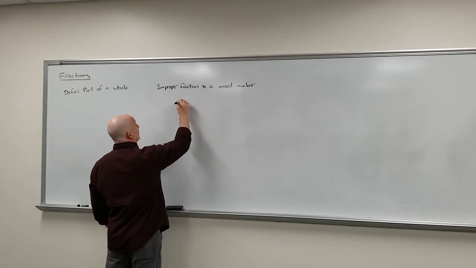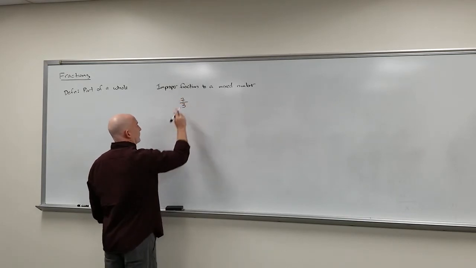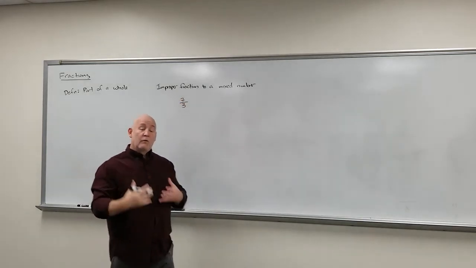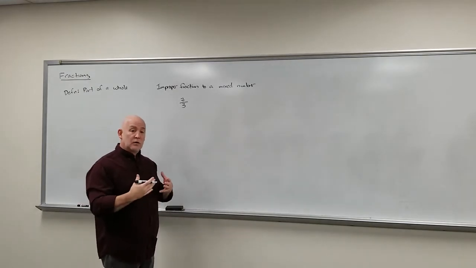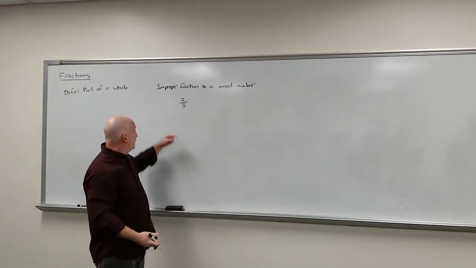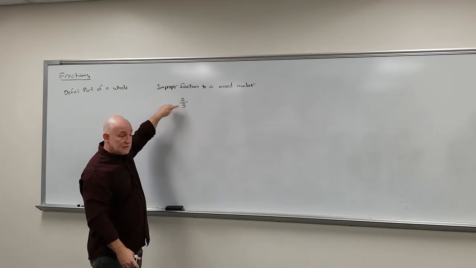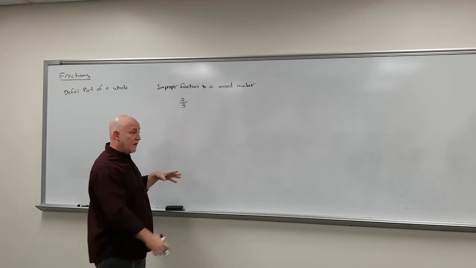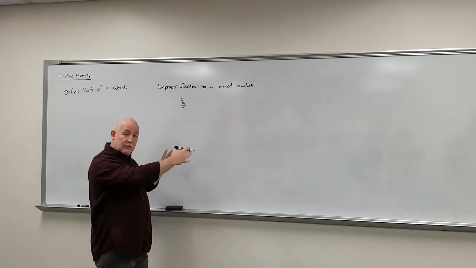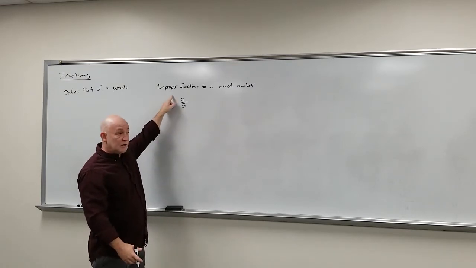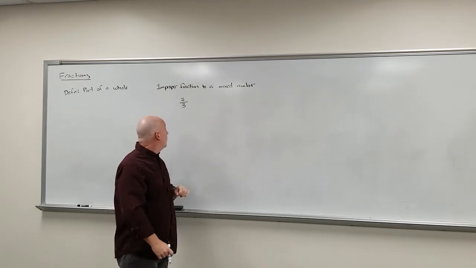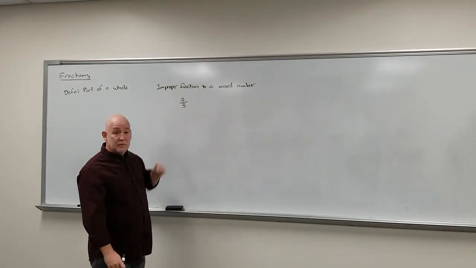So if I had, let's do 7/3. Now, with our first definition, we said that these were parts of a whole thing. So here we have 7 things, and these things are thirds. So if we have a bunch of things cut into thirds or into 3 pieces, here we would have a total of 7 of them. How do we figure out what the mixed number is?